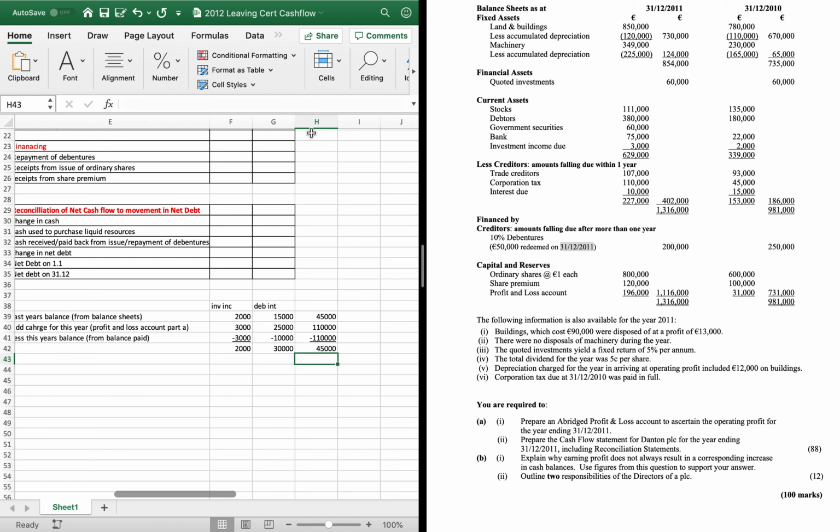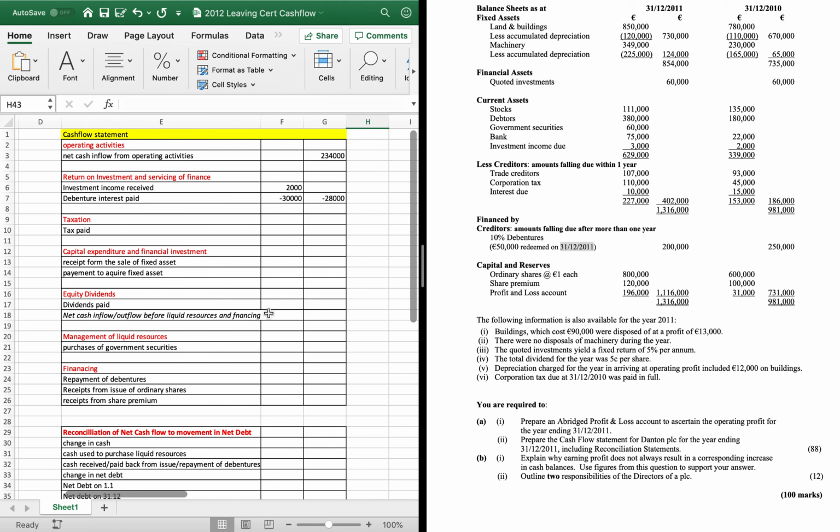Now, there's an easy enough other way around that. It tells us actually in the question that the corporation tax due on the 31st of the 12th was paid in full. So we paid that 45,000. That's all we paid. So that's the number that goes in. Remember, we've paid it, so it reduces. So minus 45.